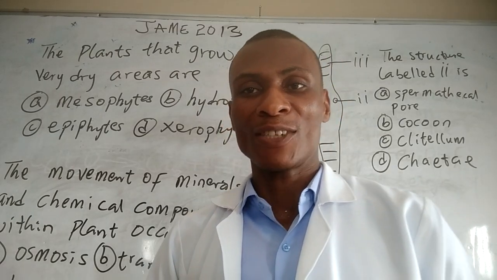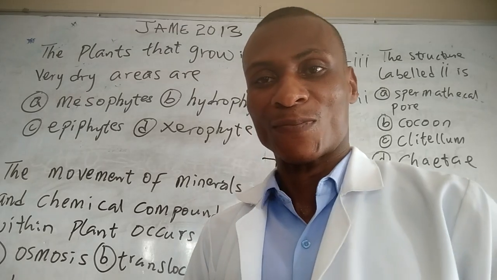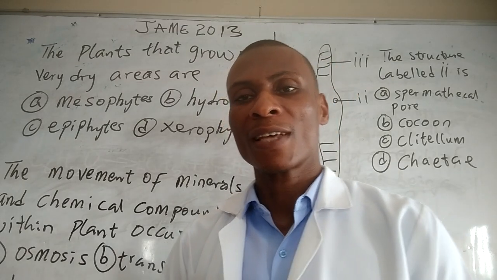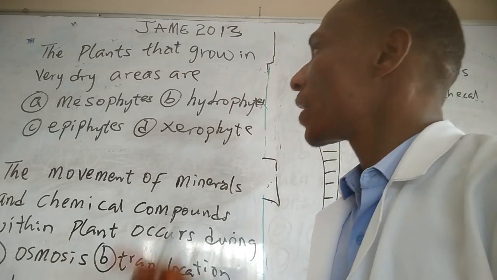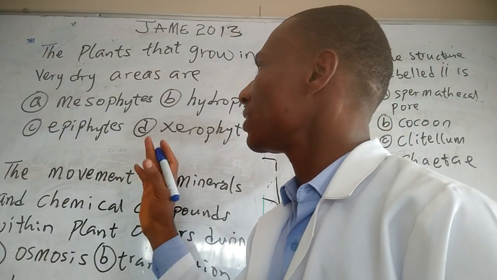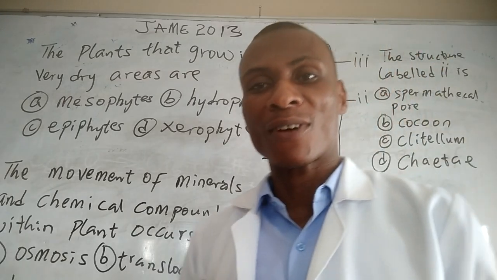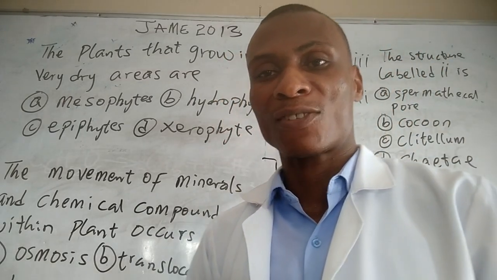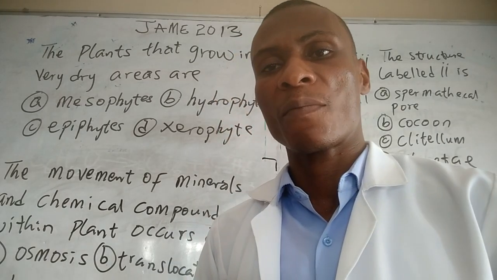2013 Joint Admission and Matriculation Examination past question. Now we want to look at this question here. As you remain Jackson and Efia, we have it here. The plants that grow in very dry areas are, if you can recall in your textbook, in your classes, that certain plants grow in a dry desert environment, and we have a name for them.